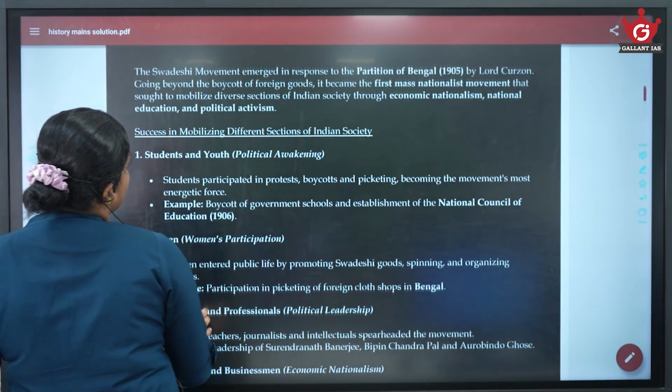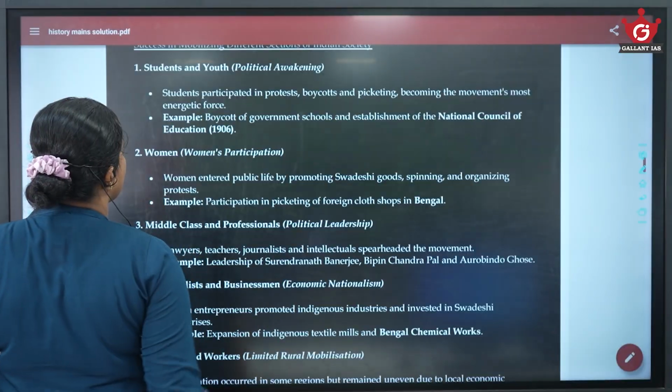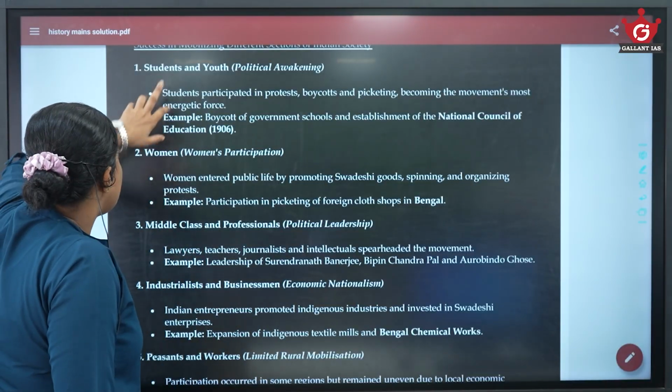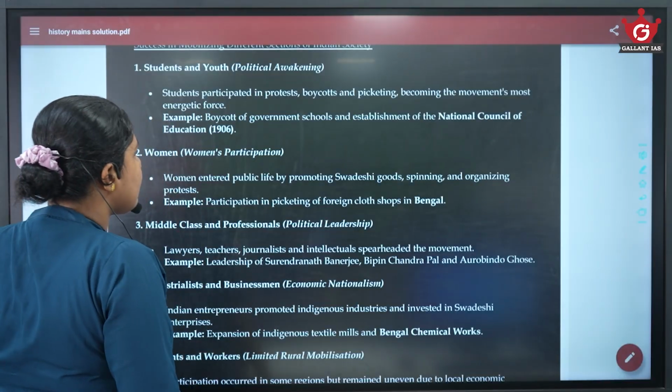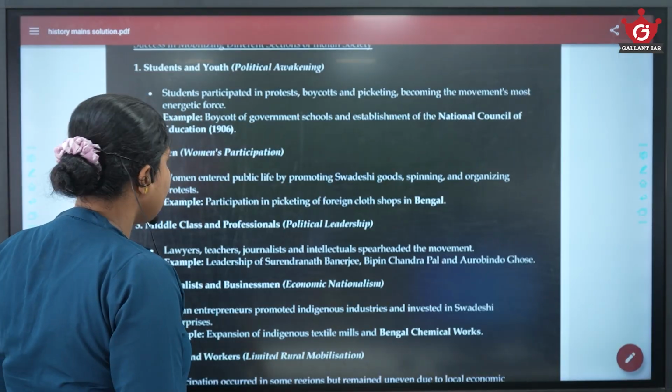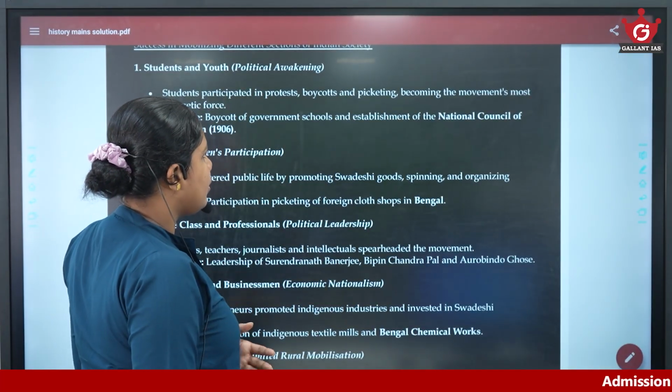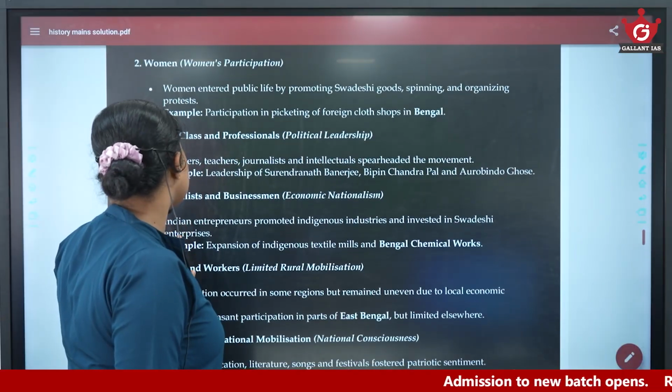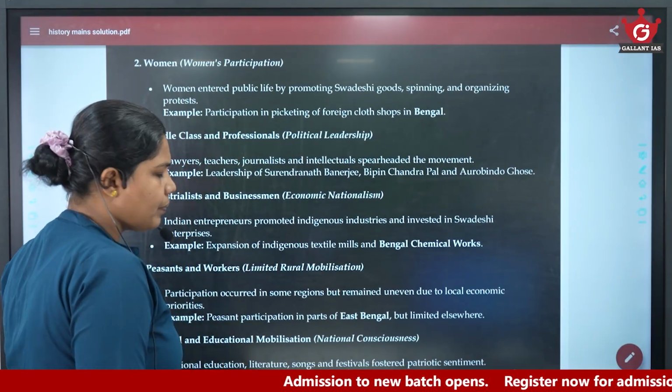Success in mobilizing different sections of society. First, students and youth. Students participated in protests, boycotts, and picketing, becoming the movement's most energetic force. Okay. Boycott of government schools, establishment of the National Council for Education. You can mention it.